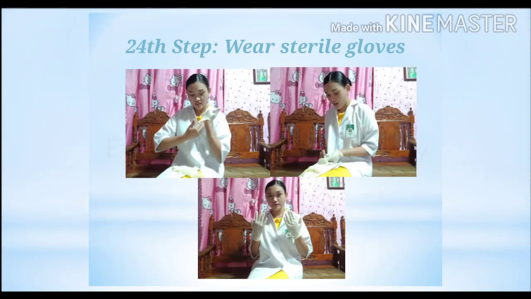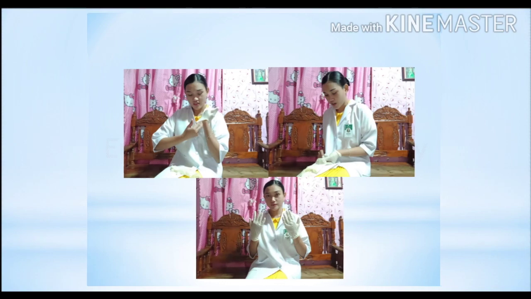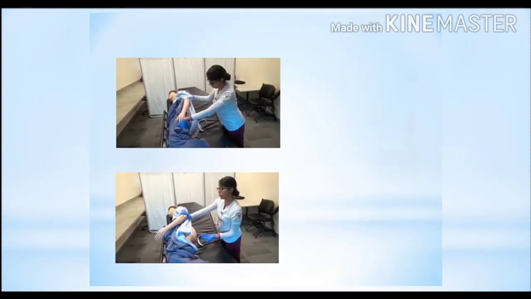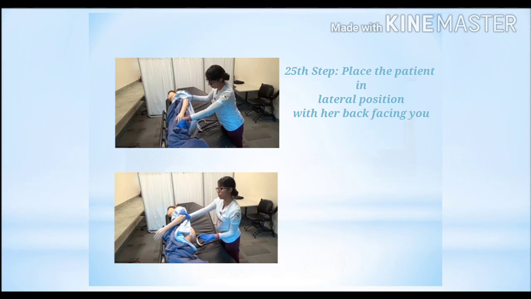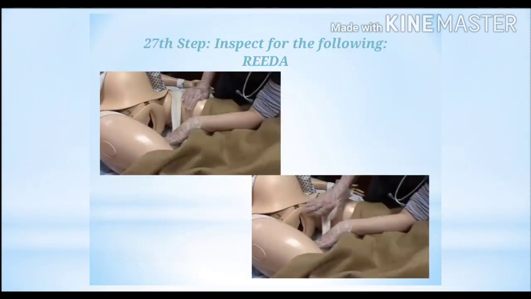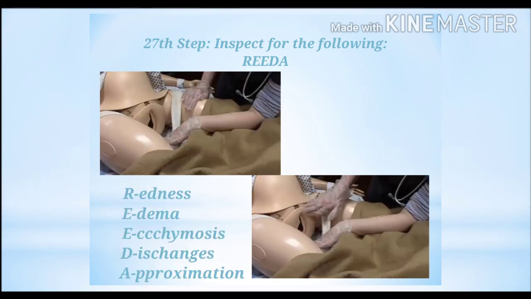The 24th step, wear sterile gloves to prevent the transmission of microorganisms to the mother or to the patient. And 25th step, place the patient in lateral position with her back facing you. And for the 26th step, expose the client's buttocks. And for the 27th step, inspect for the following: redness, edema, ecchymosis, number of stitches, consistency of discharge, and approximated edges, in short, REEDA.